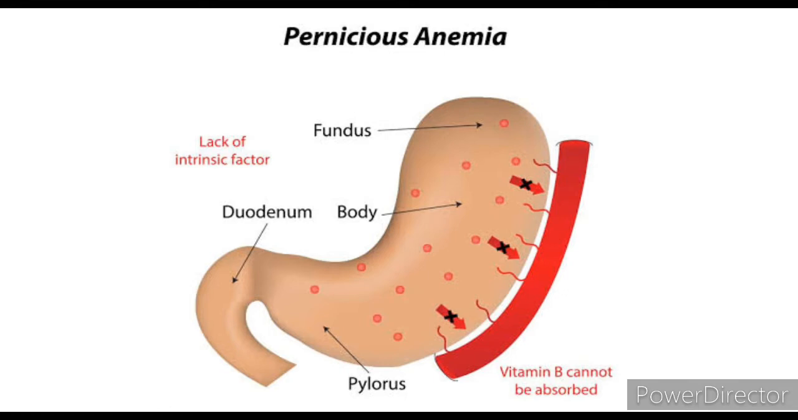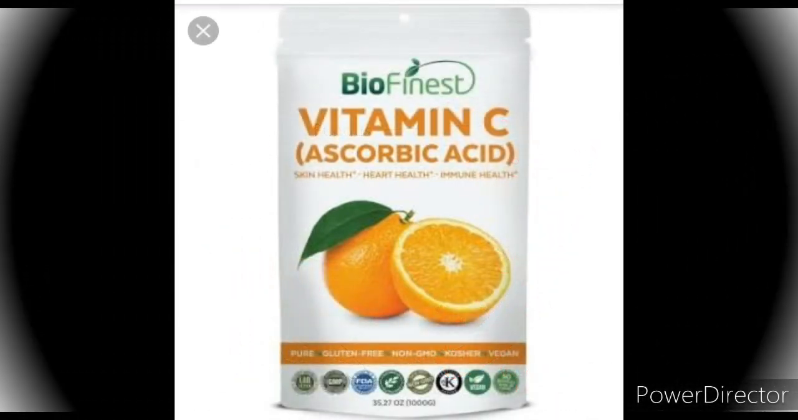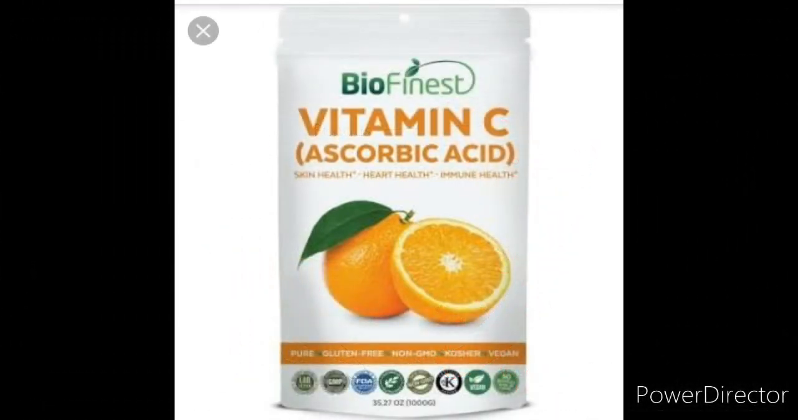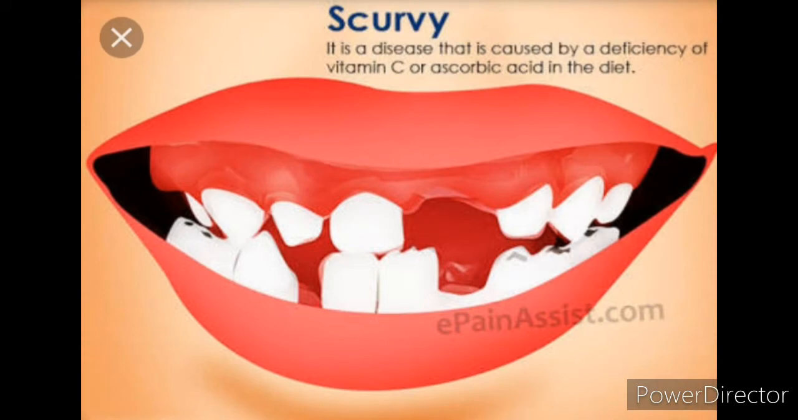The last one is vitamin C or ascorbic acid, which is highly rich in citrus fruits like lemon, orange, grapefruit, tomatoes, etc., and promotes the functioning of capillary walls. A lack of ascorbic acid results in the disorder called scurvy, that is bleeding of the gums and loosening of the teeth.